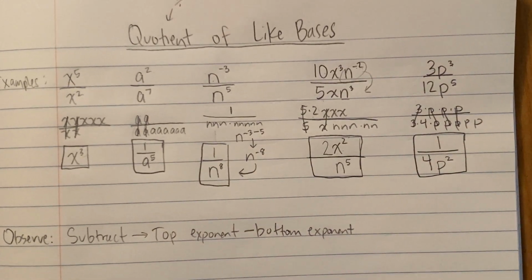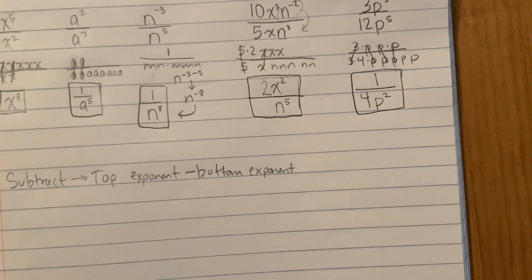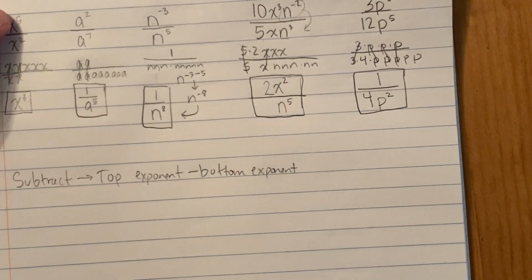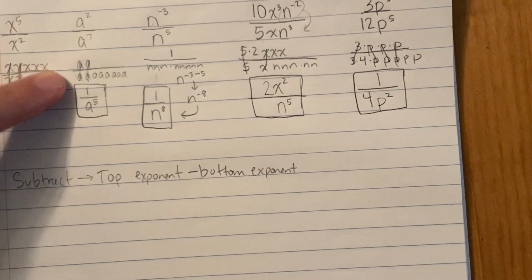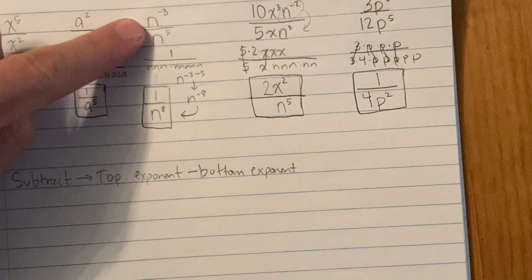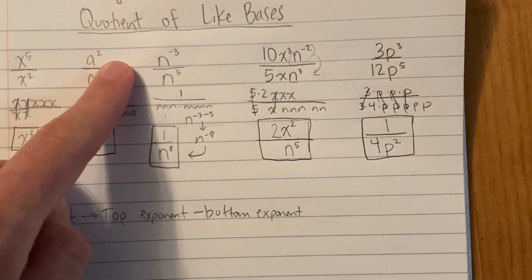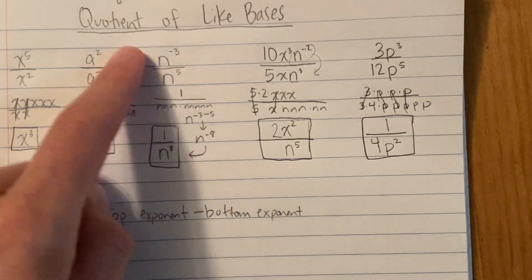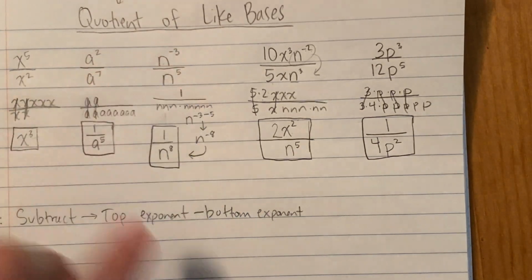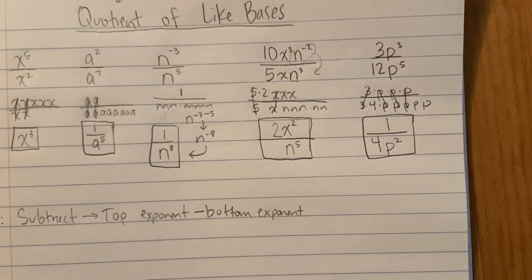Okay, so what we observe with the exponents is you can subtract, right? 5 minus 2 is 3. Okay, you can also kind of write it out the long way. Now remember, when you have a negative exponent, the first thing you should be doing is thinking, oh, well, that comes down to the bottom, right? This is the same as n to the third on the bottom. Okay, but you can subtract, you can use this.